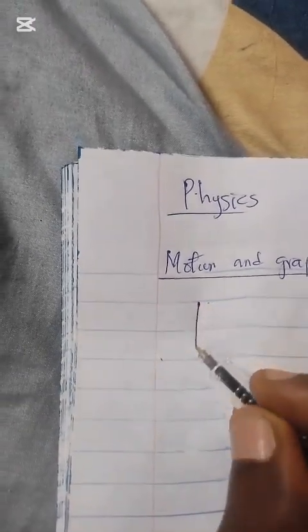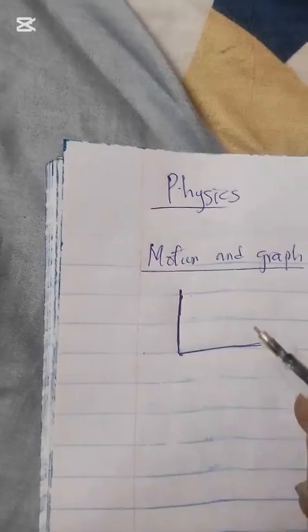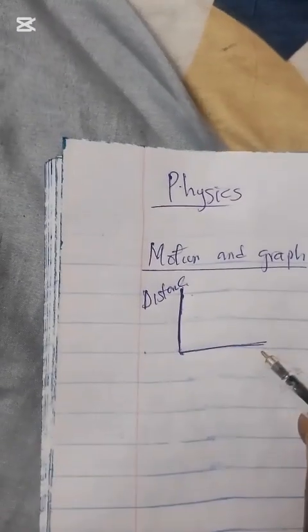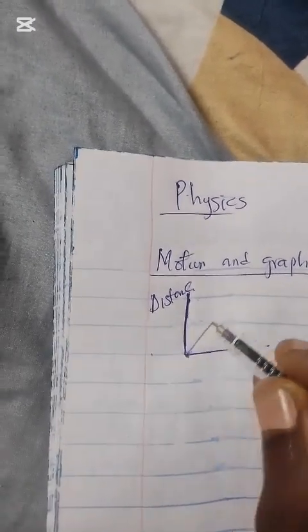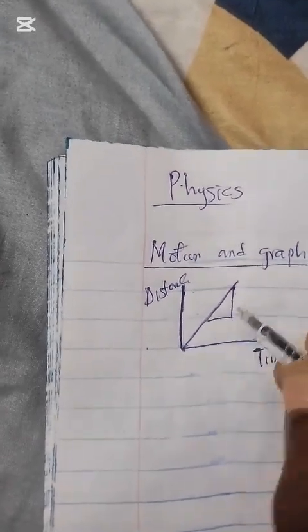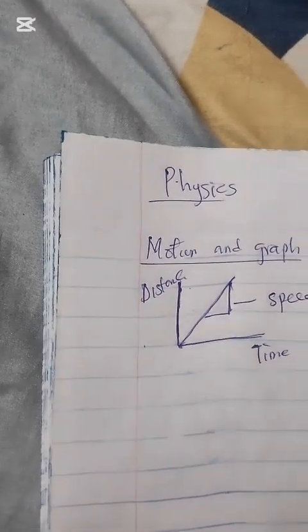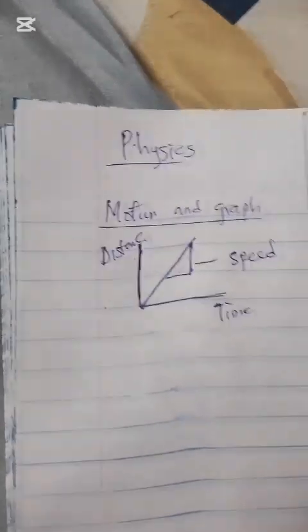of distance time graph. If this is your y-axis and this is your x-axis, and let the y-axis represent distance and the x-axis represent time. If you plot a graph of distance over time, the slope of this graph represents the speed traveled by the object. So the slope of a distance time graph represents speed.